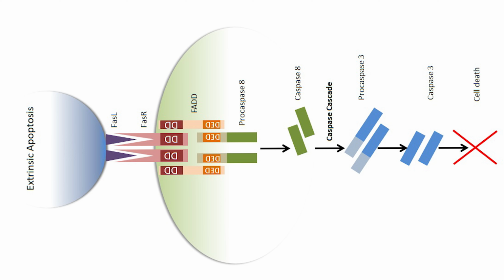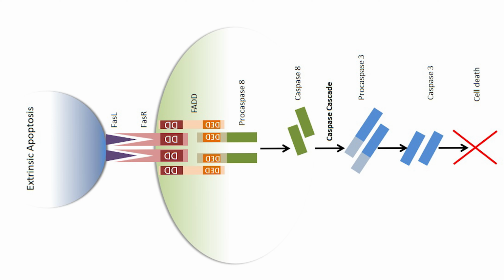This is the external assassination signal. There's two major mechanisms. First is the FAS ligand pathway, also known as CD95. What happens is the FAS ligand binds to the FAS receptor, CD95, activating caspases, activating apoptosis. An example is negative selection of self-reactive T cells in the thymus to prevent autoimmunity.